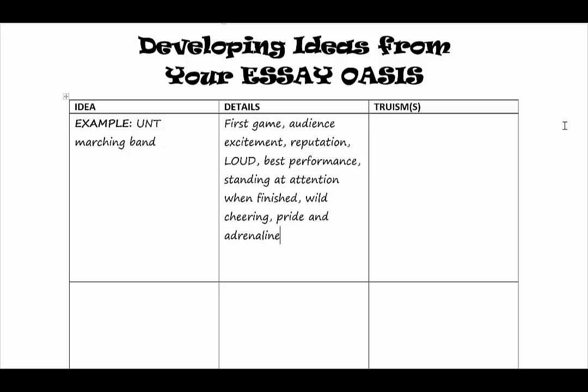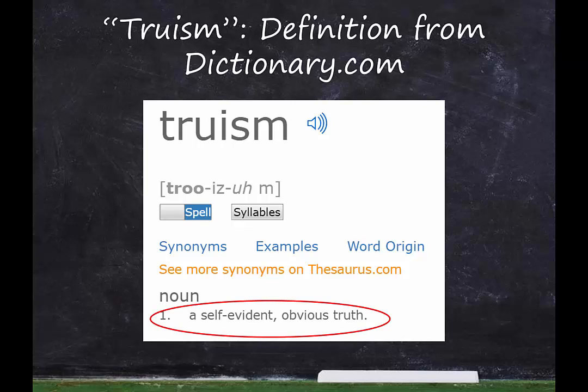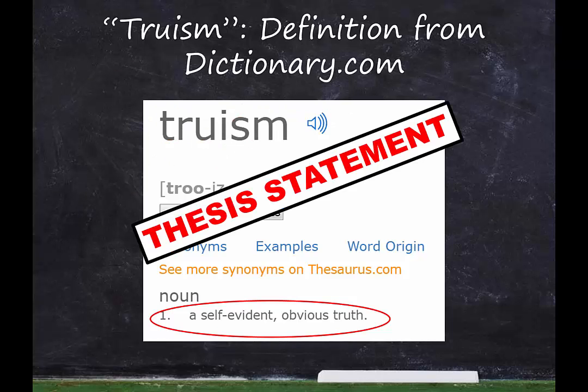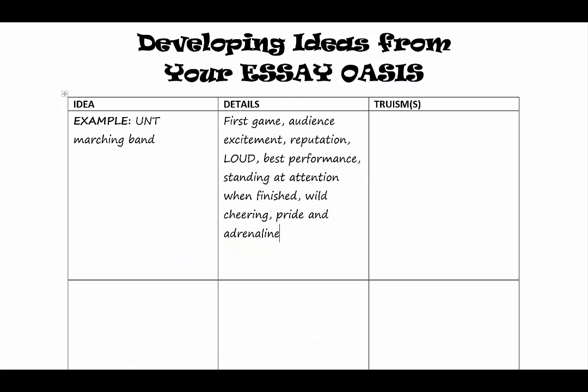The last column is where you write something called a truism. A truism is a self-evident, obvious truth. This is a life lesson that applies to whatever you might be writing about. In your essay, it will serve as your thesis statement in the first paragraph. It's the main idea of the essay. If you're responding to a prompt on a standardized test or that your teacher gave you, it will be your answer to the prompt. So looking at my UNT marching band example, I was able to come up with 2 different truisms. Ideally, you'll write more than one because each idea might work for several different essay prompts.